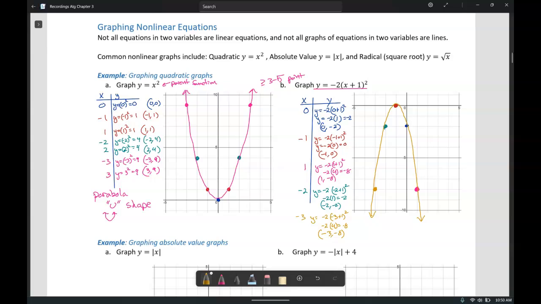All right, so there are our parabolic shapes, our U-shaped graphs. And you will find that we have a lot of quadratic graphs in our future. And again, when we're looking at the graphs of quadratics, we have to make sure we have enough points in order to identify the U shape.